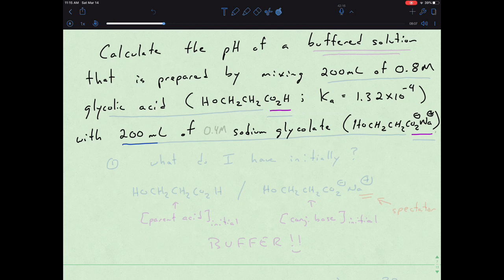So that is our question. We want to calculate the pH of a buffered solution. That buffer solution is prepared by mixing 200 milliliters of 0.8 molar glycolic acid with 200 milliliters of 0.4 molar sodium glycolate. So let's get that addition into the question there.